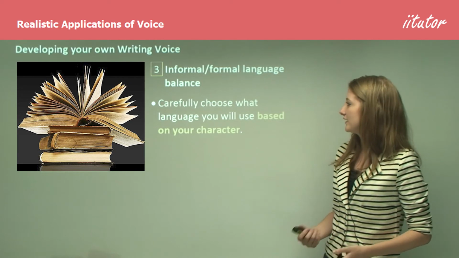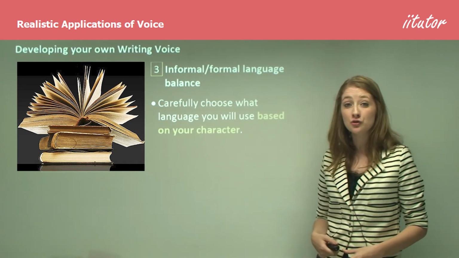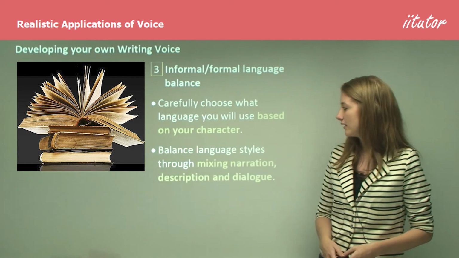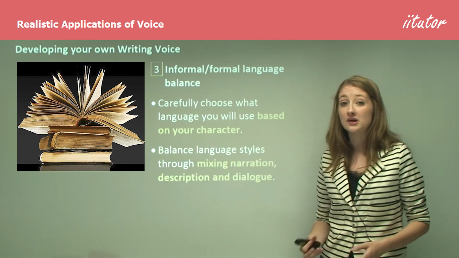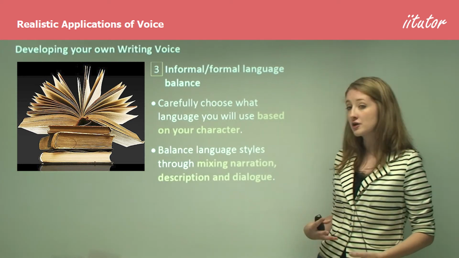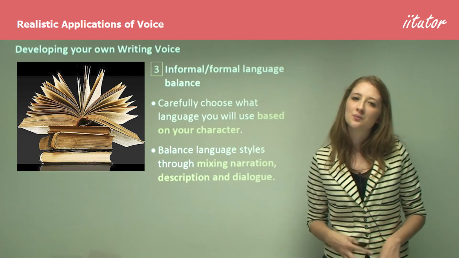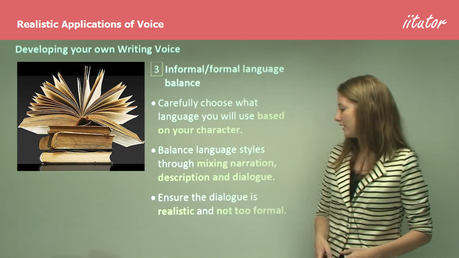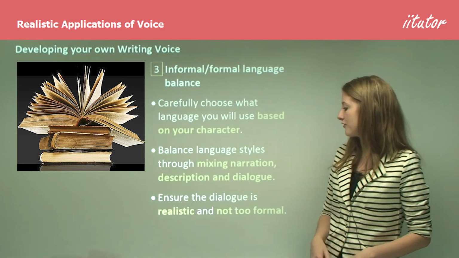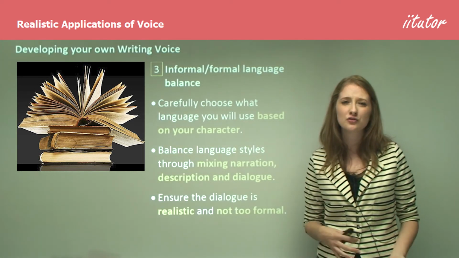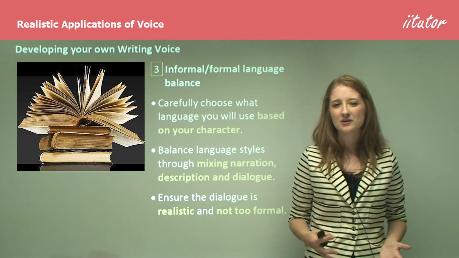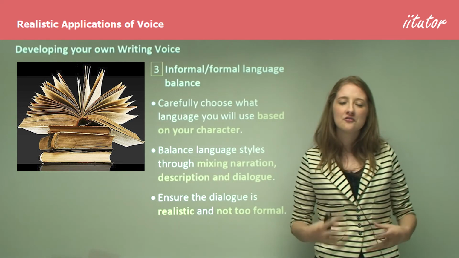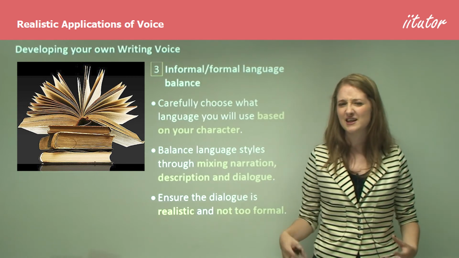Thirdly, you need to ensure that you have a good balance of informal and formal language. So this will involve carefully choosing what language you'll use based on your character. Balancing language styles through, for example, mixing narration, description, and dialogue is a really good way of varying voice and creating a really well-rounded voice. It's also really important to ensure that the dialogue is realistic and not too formal.